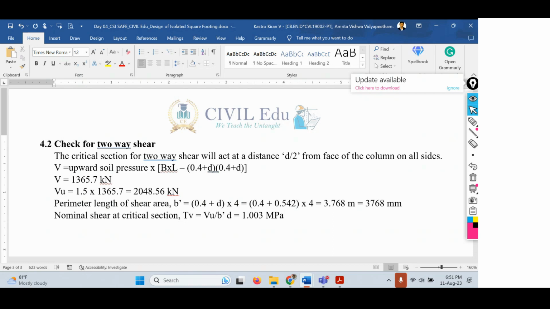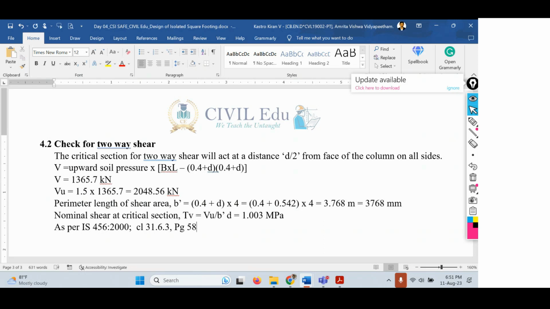Okay, we have to verify whether tau V is less than tau C or tau V is greater than tau C. So if you refer to IS 456-2000, as per IS 456-2000, if you remember, in the last session I was talking about tau C into Ks. I hope you remember that one. Let me just write the clause number. Clause 31.6.3, page number 58.